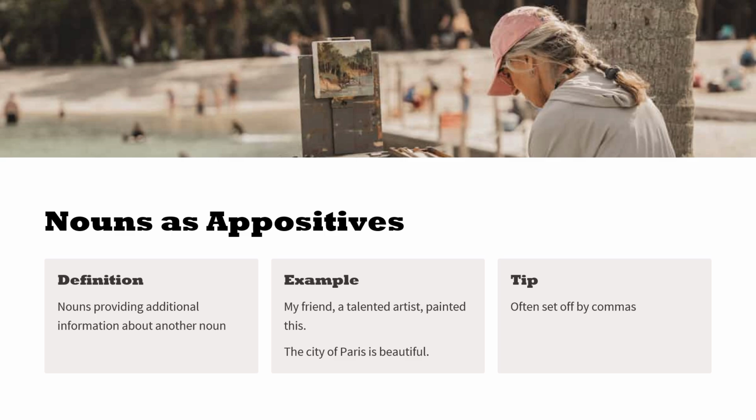Okay, so understanding the difference between essential and non-essential appositives is important to use them correctly. Appositives are incredibly versatile. They allow you to pack a lot of information into a single sentence, making your writing richer and more precise. So whether you are describing a person, a place, or a concept, appositives are a powerful tool for adding detail.